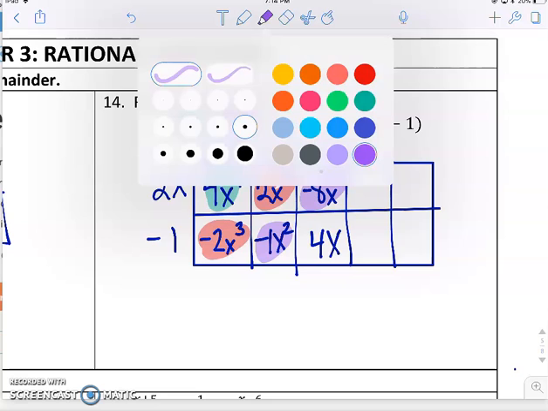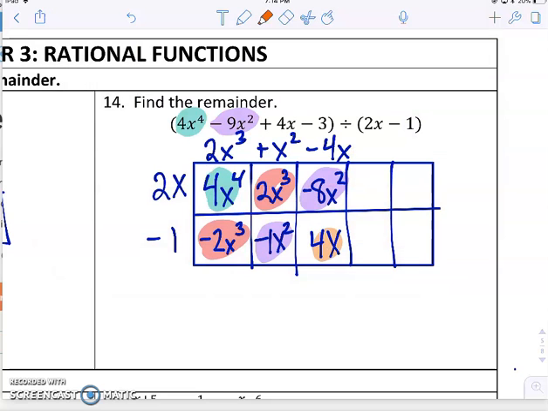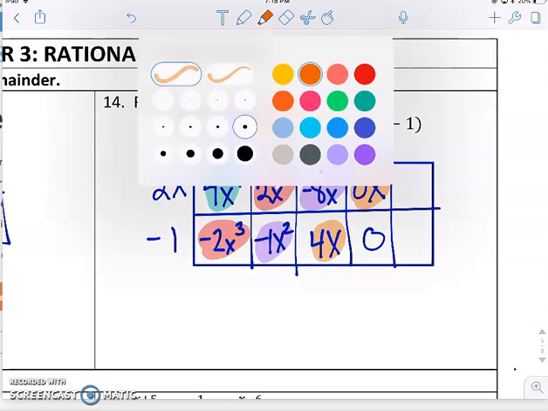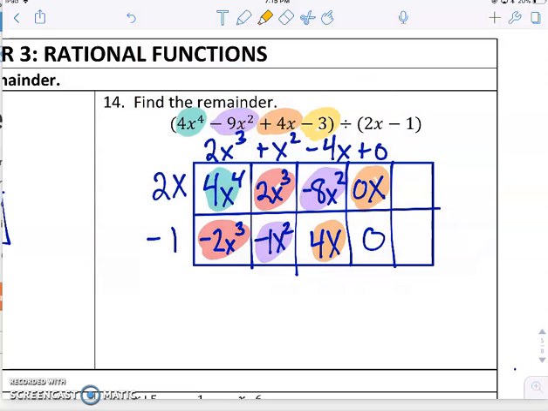So if we look at this next one here, that has to be our 4x. So this has to be 0x. So 2x times what gives you 0x? So that would be plus 0. 0 times negative 1 is 0. So what we need on the inside, our total has to be negative 3. So that means this has to be negative 3, which means our remainder is negative 3.